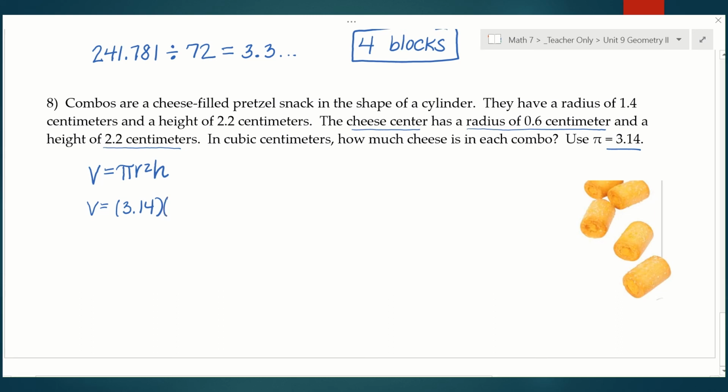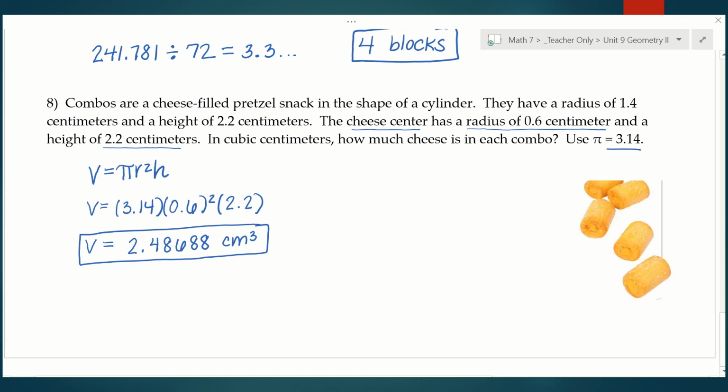It's not needed because I'm not finding the volume of the entire combo. Okay, so the radius of the cheese is 0.6, and I have to square that. And the height of the cheese is 2.2. All right, so we're going to type all of this in, and it's going to tell us how much cheese is in each combo. So I am getting 2.48688, I'm not rounding because it told me to use 3.14, cubic centimeters of cheese.